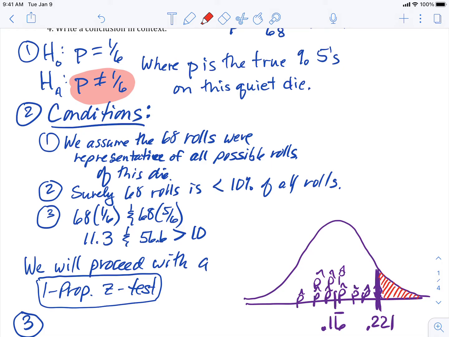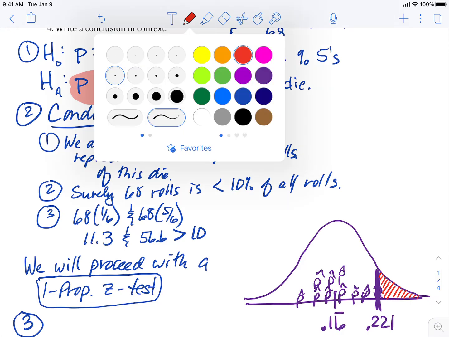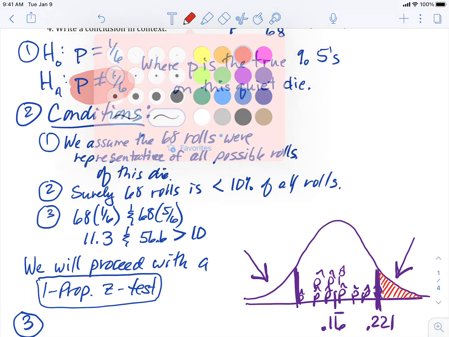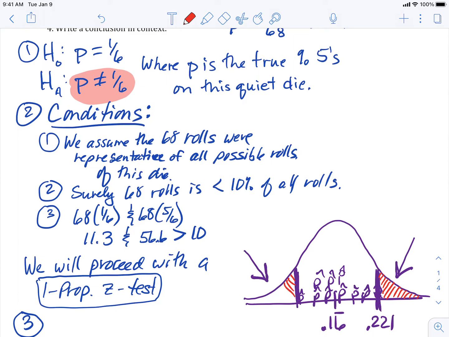So here's what we have to consider when we're drawing this picture. We have to consider the possibility that, yes, we could have landed out here, which is actually where we did. We landed a little on the high side. But we could have landed on the low side, and we would have rejected down here too. So when we calculate the p-value, we're going to also calculate this area, which of course will be identical to the one on the right side.